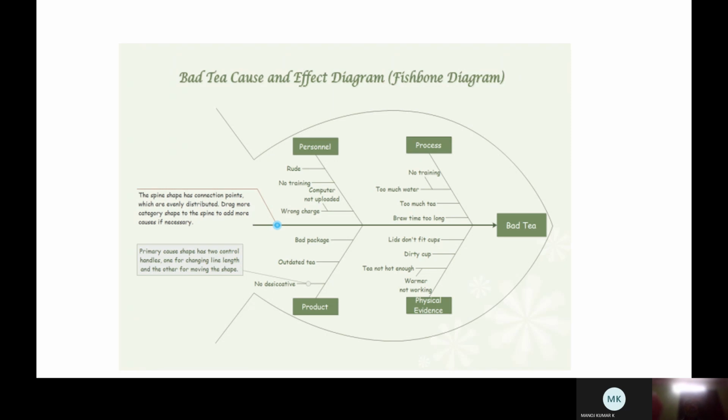The second example for the fishbone diagram is a bad tea. The effect is that the tea is not good. Many times, you see the tea is not good. Here they have identified causes. The spine shape has correct connect points which are evenly distributed. Drag. So this is basically software.